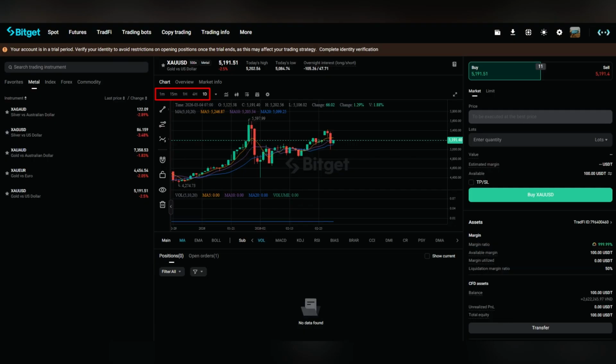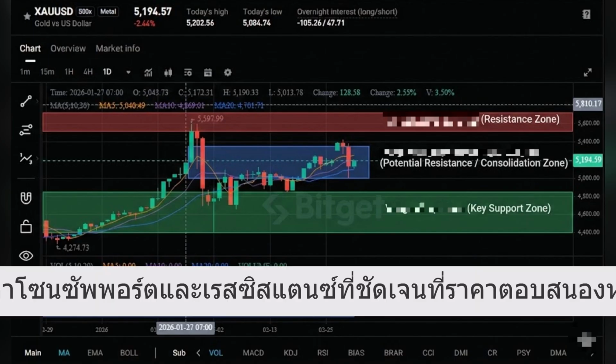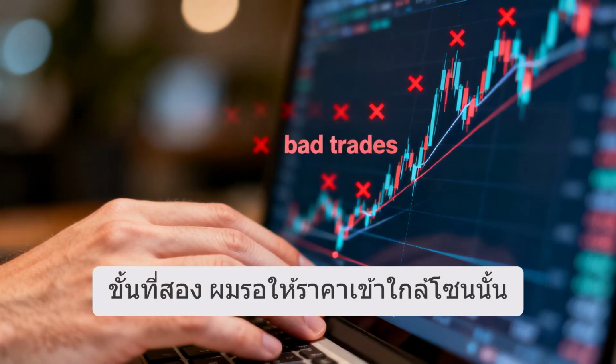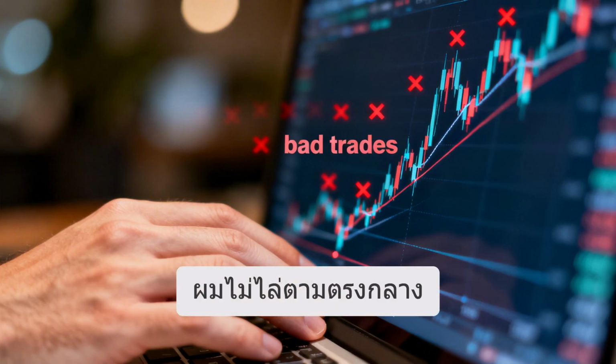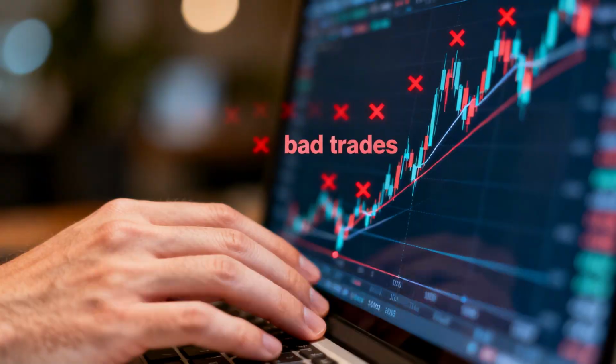My approach is simple. First, I identify higher timeframe structure. I look for clear support and resistance zones where price has reacted multiple times, not random lines. Real reaction zones. Second, I wait for price to approach that zone. I do not chase in the middle. This alone eliminates a huge amount of bad trades.